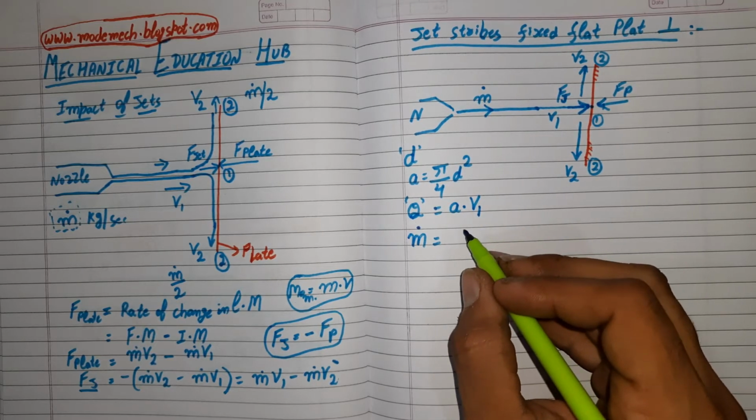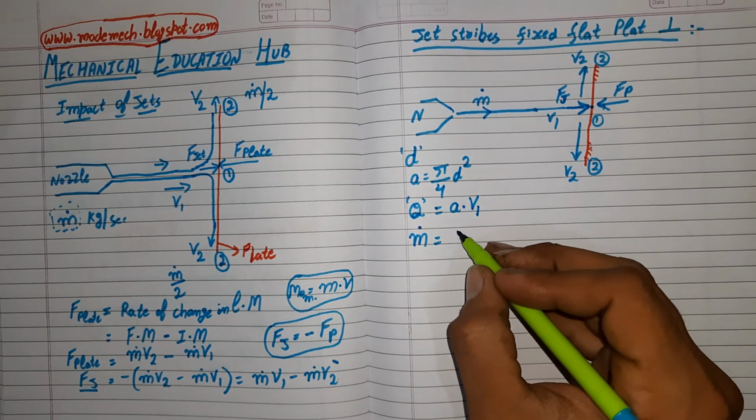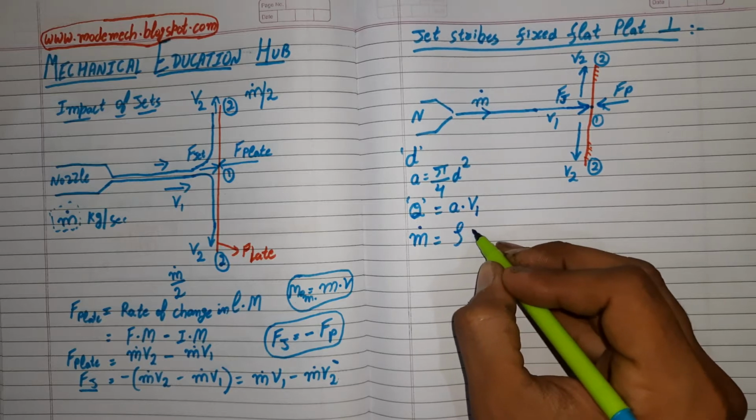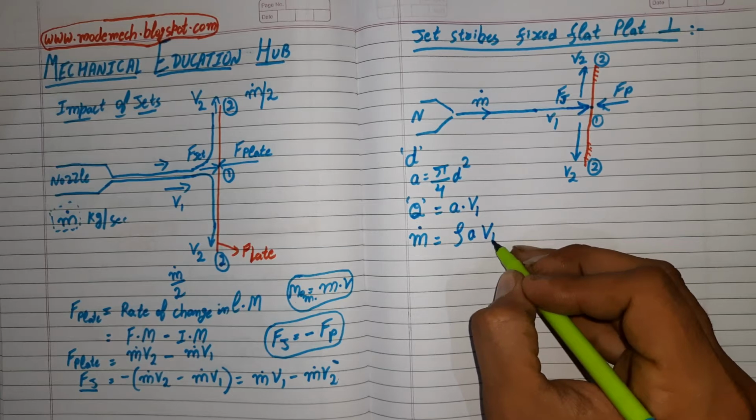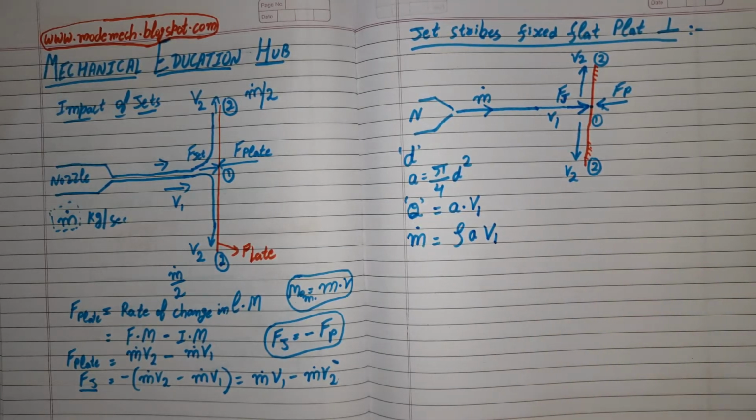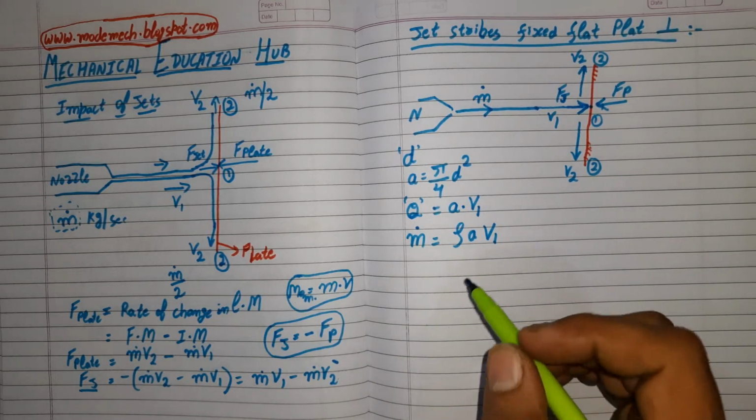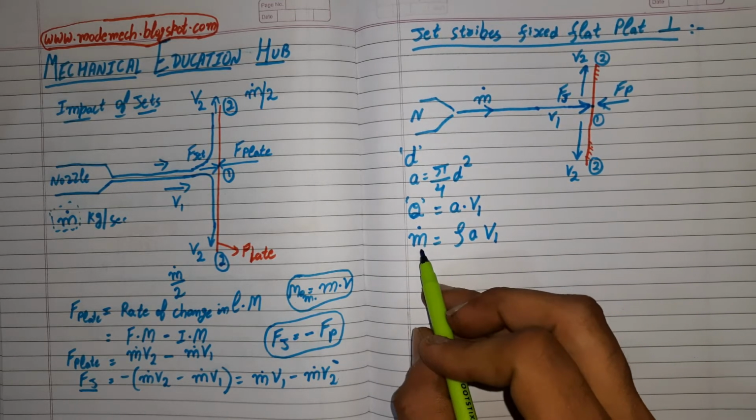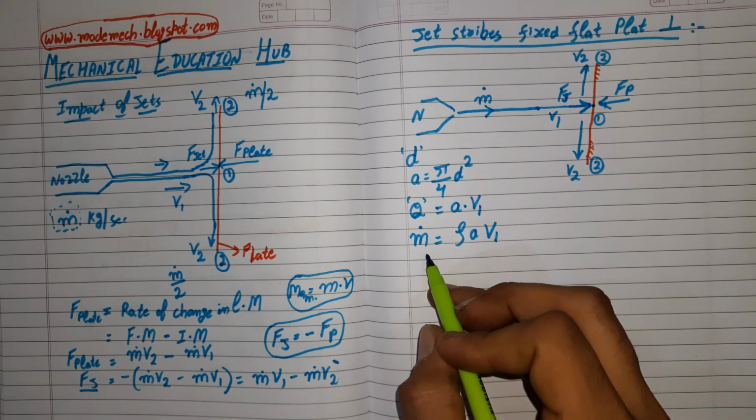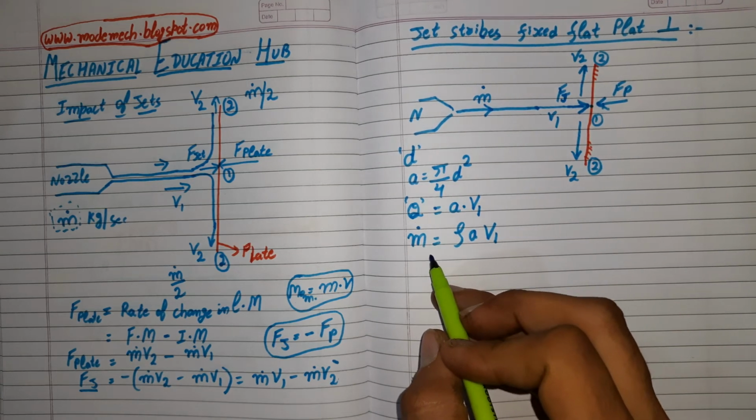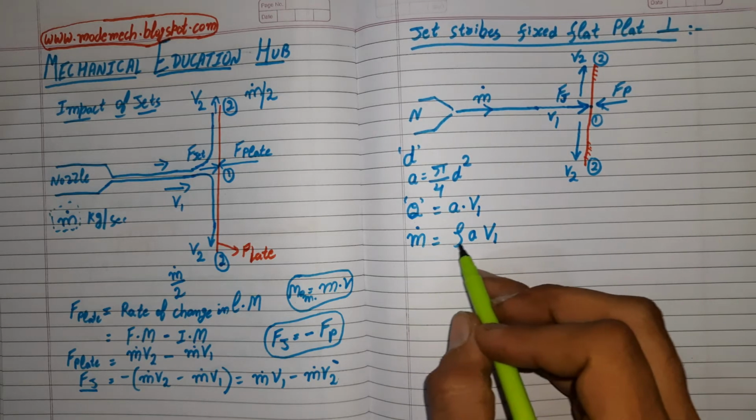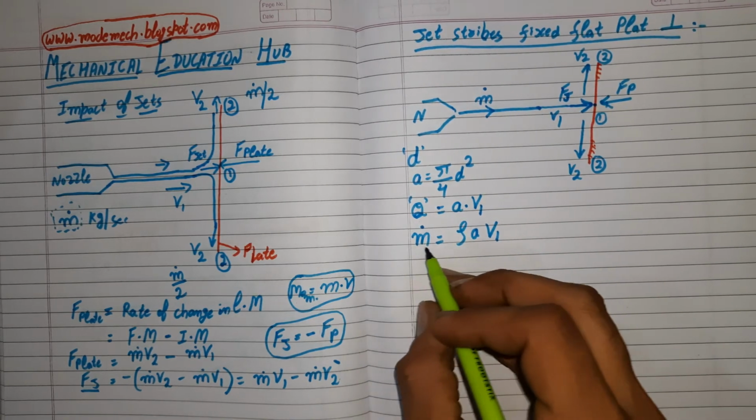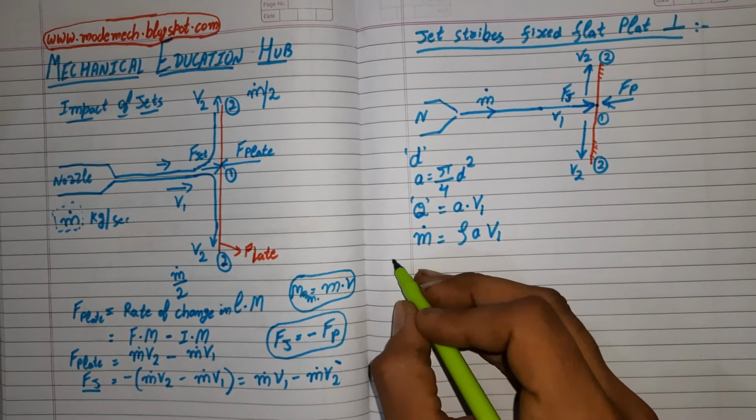From here we will find out mass flow rate, or rho. Rho will be the density of water, A V1. Whenever we have mass, we simply use density, which is mass per unit volume. But when we have mass flow rate, we use the term discharge here. For more simplification, see the units.